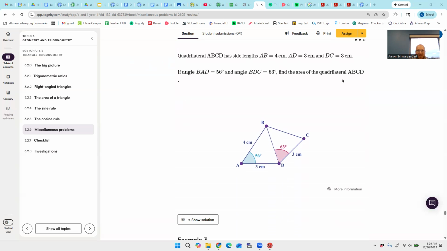Find the area of the quadrilateral. Okay, so remember area of a triangle, right? 1/2 ab sine C. So I'm going to do the two triangles here, which means I do need to get that. Wait, we can solve for triangle BAD with the information that's there though, right? Yes. Okay.